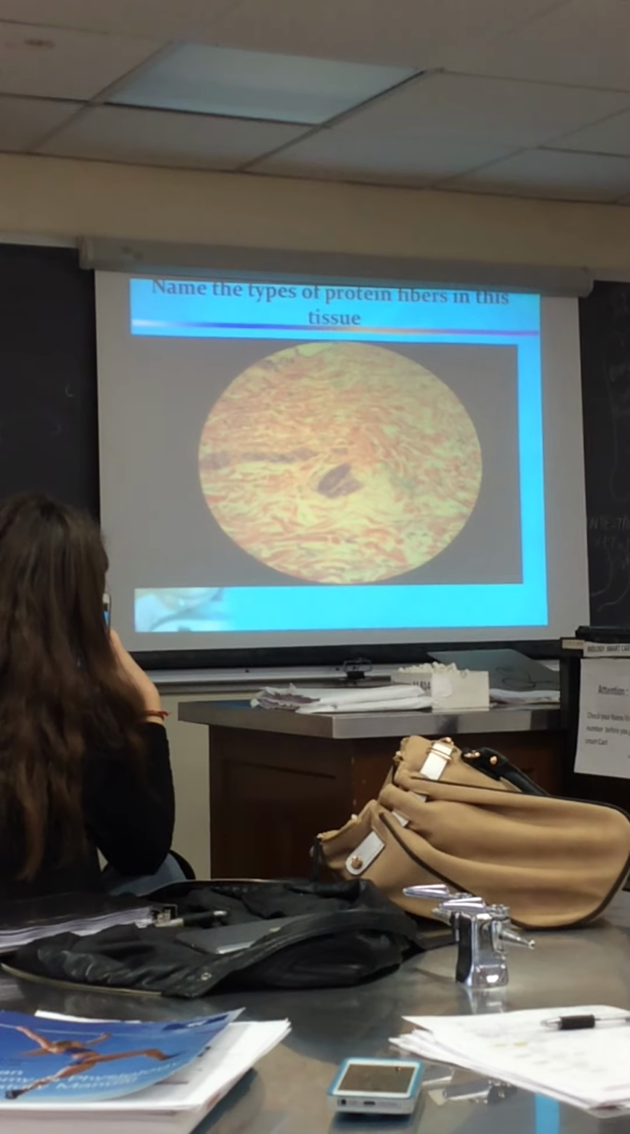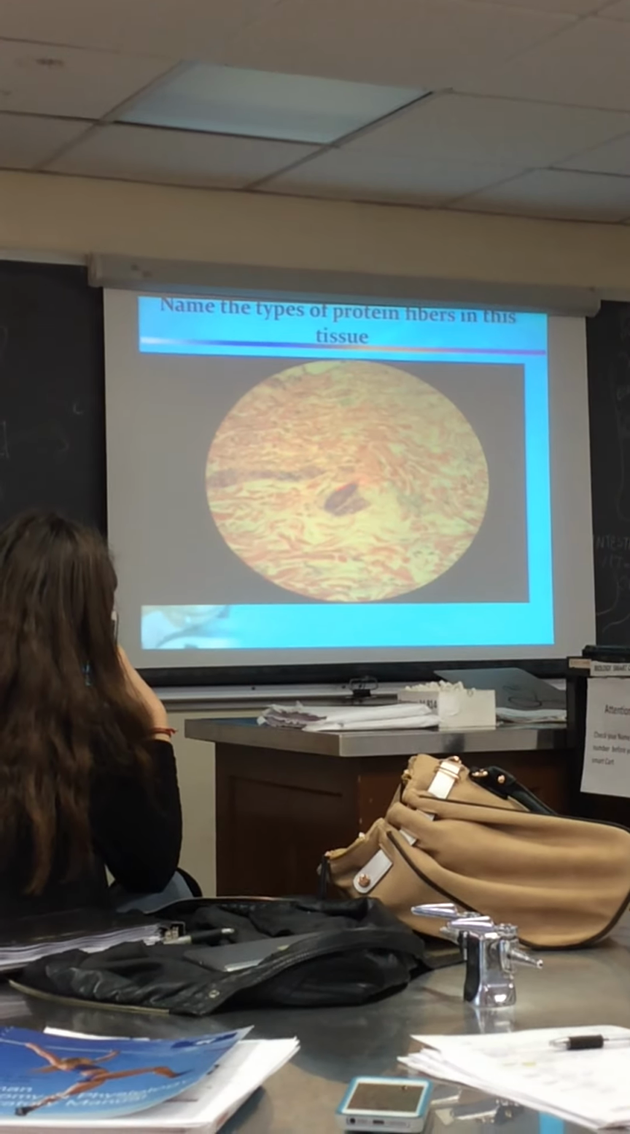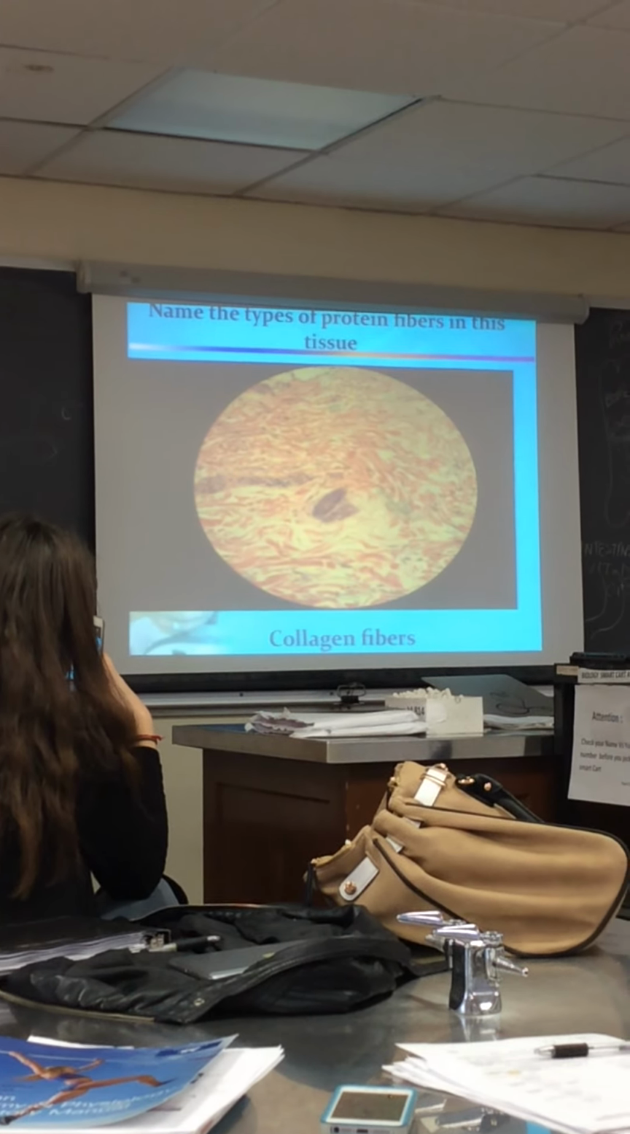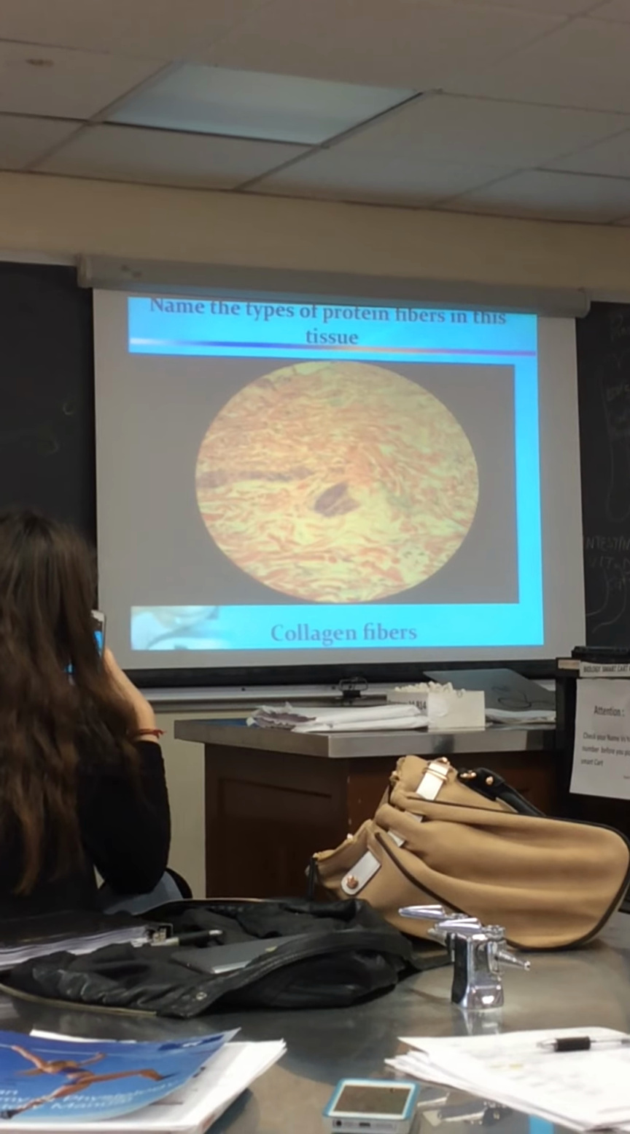Is this tissue vascularized or avascular? Vascularized. It is not cartilage. In fact, you can see blood vessels here. This is a blood vessel. So you can see collagen fibers, you can see elastic fibers.